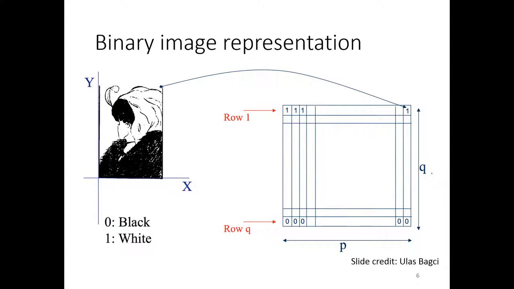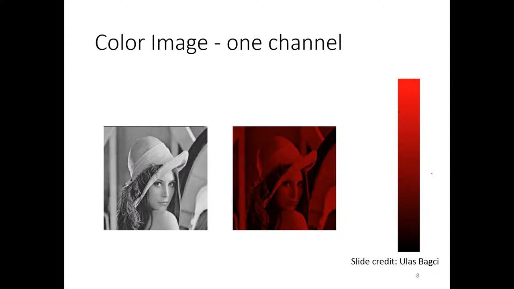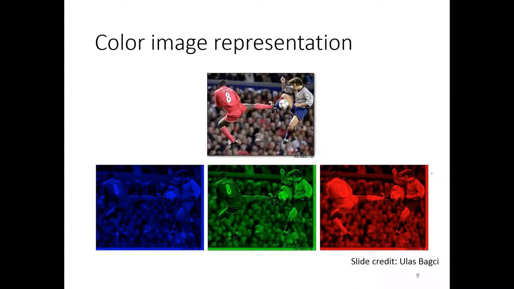If we have binary images like this, only black and white, then each pixel will be just one or zero. We can have grayscale images, which are pretty common, typically with 8-bit precision, so values from 0 to 255. We can also have color images. Here I'm only showing one color channel, the red channel. This is another color image that has all three channels: red, green, and blue. In this case, blue, green, and red.